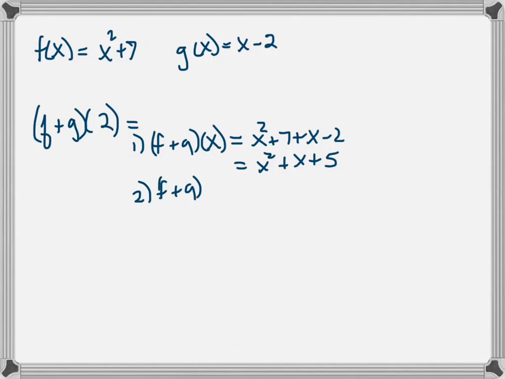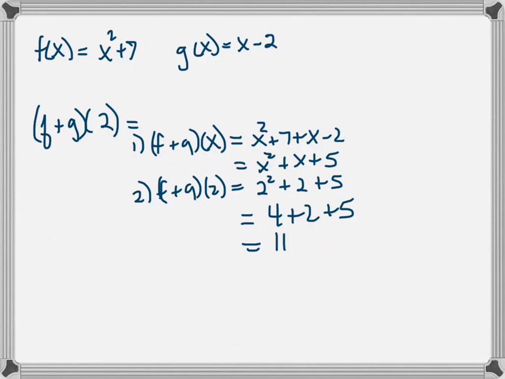Now, I have to find f plus g, and then plug in 2. So it's now 2 squared plus 2 plus 5, which gives us 4 plus 2 plus 5, which is 11. So that's the first way to approach this, is to add the two functions first and then plug in 2.